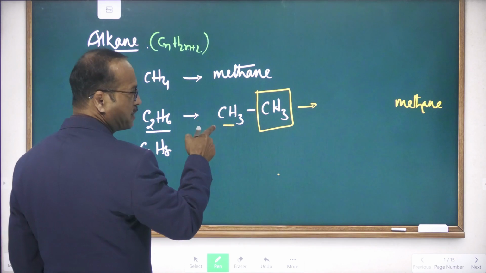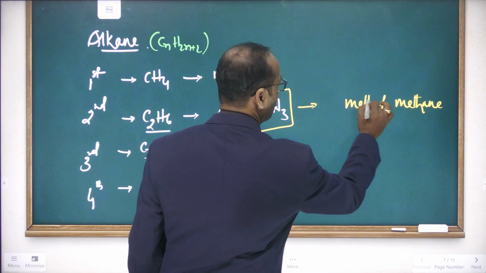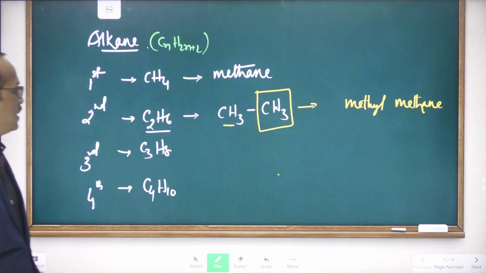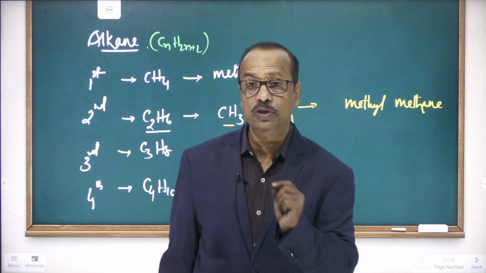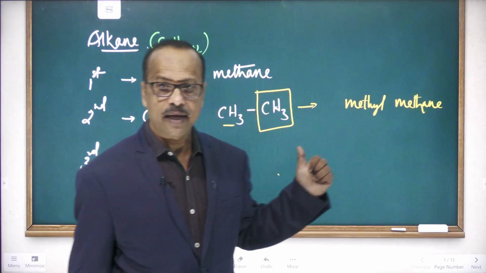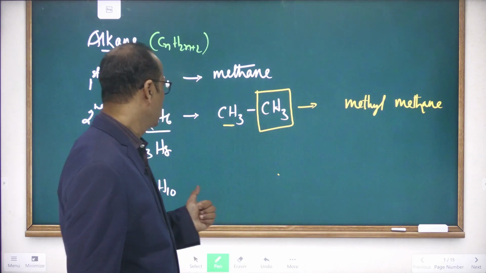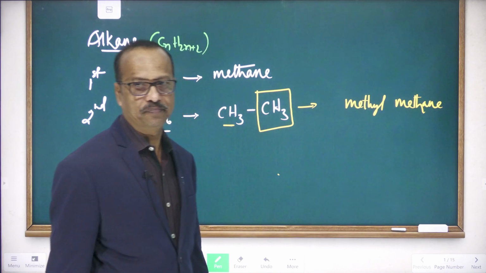Now other than this one, what is there here? CH3 there. CH3 is called methyl. So we can write here methyl. The name of C2H6, in the last class I explained, C2H6 is called ethane. But here according to derived name, the name of this one is methyl methane.